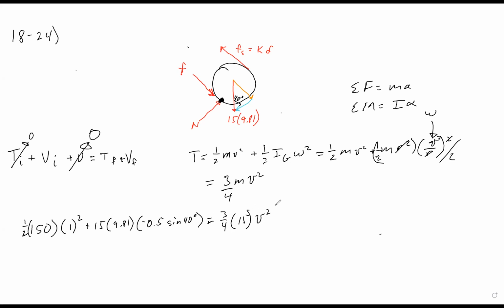Next, we need to calculate the final potential energies. Well, in general, we'll have the potential energy of the spring is 1/2 of the spring constant, and then the distance squared. So that's the delta. And also we'll have gravity at 9.81, and then times -x/2 sine 40 degrees.